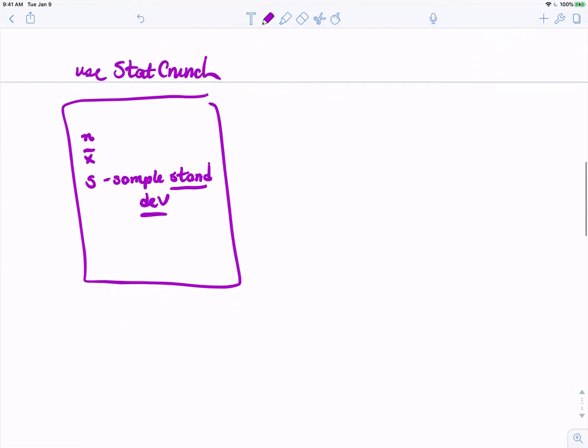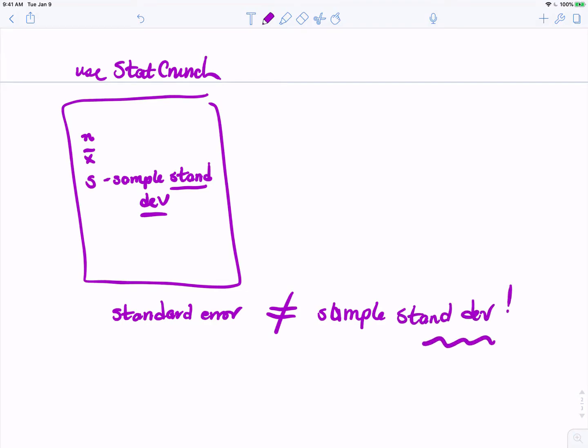So the standard error is not the same as the sample standard deviation. And it's the sample standard deviation that you need to put into StatCrunch to find the confidence interval. And so to do this problem, what you would have had to do, and again, this is completely my fault, I apologize, all right? But you would have to solve for the standard error.